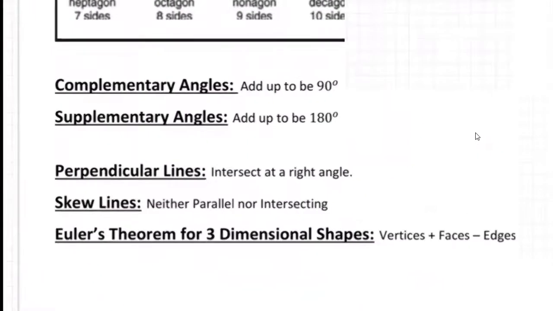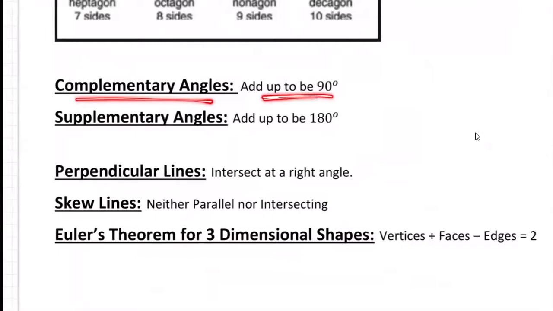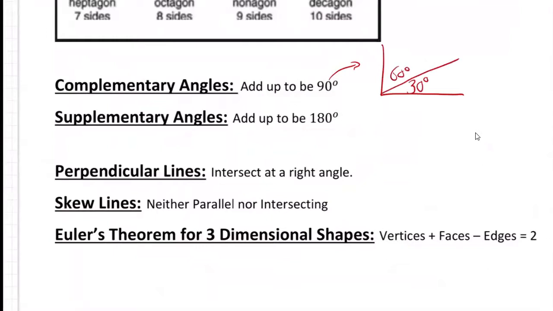All right, yeah. So complementary angles add up to be 90. Supplementary angles add up to be 180. In other words, complementary angles make a right angle together, don't they? So like maybe one of them will be like 30 degrees and the other one will be 60. Together, they make 90. That's complementary.